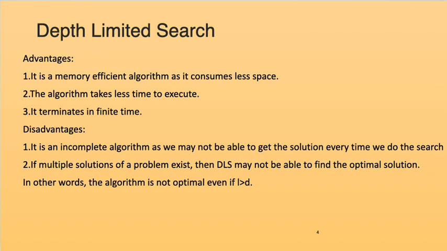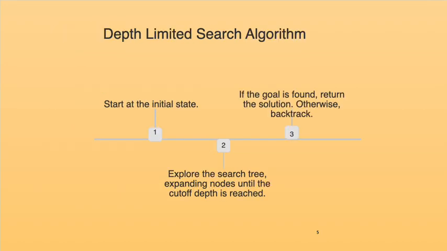Advantages: it's a memory efficient algorithm as it consumes less space. The algorithm takes less time to execute. It terminates in finite time. Disadvantages: it's an incomplete algorithm, as we may not be able to get the solution every time we do the search. Second, if multiple solutions of a problem exist, then DLS may not be able to find the optimal solution. In other words, the algorithm is not optimal.